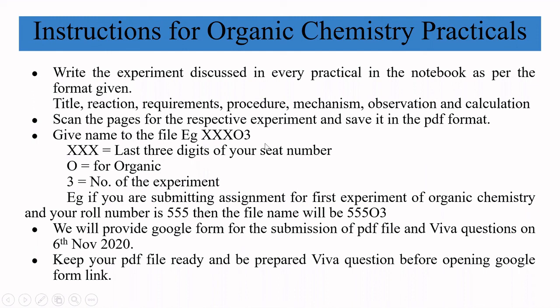Again, I'm repeating, still some students are sending files with different codes. It's very difficult for us to manage those files. So I want you to name this file in this way only. This is our third experiment of organic. So XXX, these first three digits are nothing but the last three digits of your seat number, that is, in short, your roll number, followed by O and 3. This is your third experiment, so it should be written O3. This should be your file name, that PDF name.